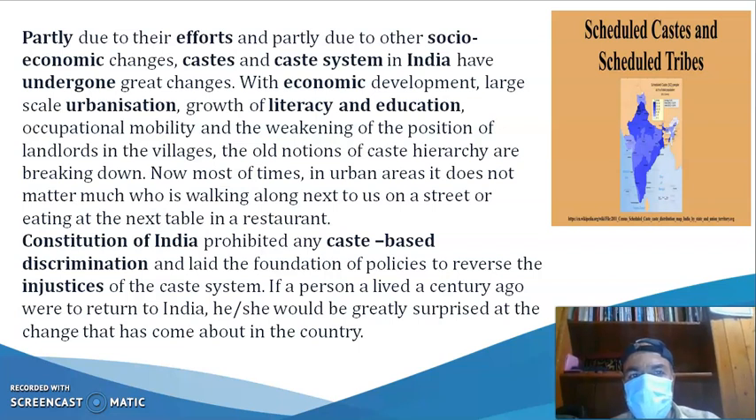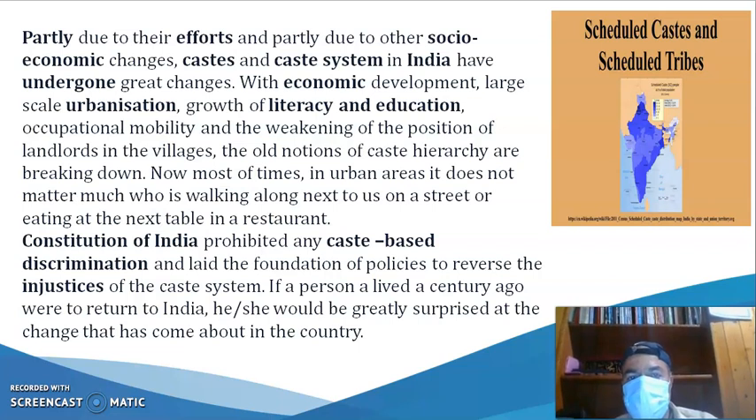Partly due to their efforts and partly due to other socio-economic change, castes and caste system in India have undergone great change. With economic development, large-scale urbanization, growth of literacy and education, occupational mobility, and the weakening of the position of landlords in the village, the old notions of caste hierarchy are breaking down. Now, most of the time in urban areas, it does not matter much who is walking along next to us on a street or eating at the next table in a restaurant.